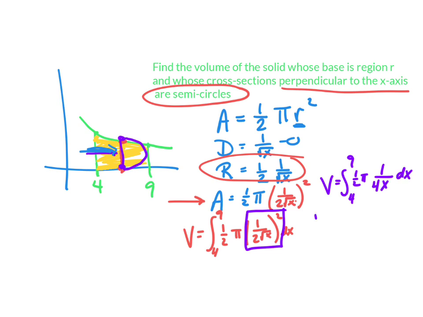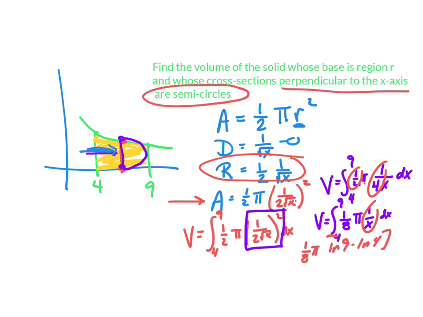And then when I clean up these, I'm going to get volume equals a 1/8 and a pi, and a 1 over x from 4 to 9 dx. So where did that come from? Well, a 1/2 times a 4th gets me the 1/8. I've got the pi and the 1 over x. So integrating is actually simple. I can pull out the 1/8 pi, and then I'll integrate the 1 over x. So that's the ln of 9 minus the ln of 4 times that 1 over 8 pi.